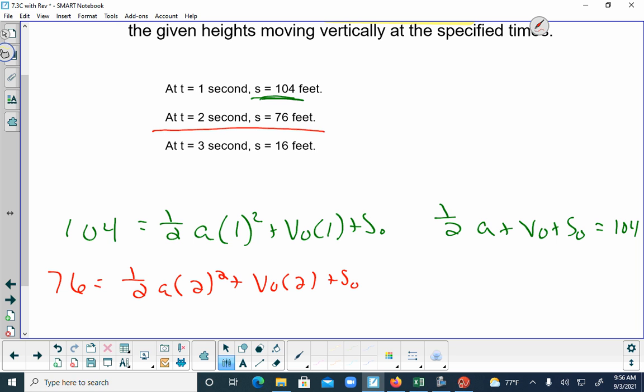And then when you clean it up, 1/2 A, this is going to be 1/2 A, and then 2 squared is 4, so this is going to be 4 times 1/2, 2A. 2A plus 2 times V sub 0.